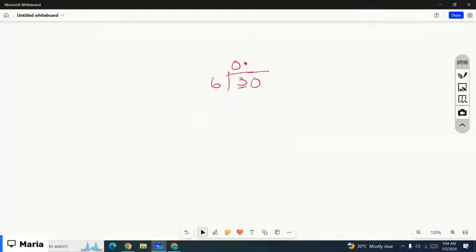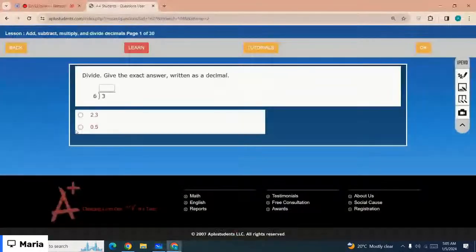Now it is 30. You need to count 6 until 30. 6 times what number is 30? 6 times 5 equals 30, and 30 take away 30 is 0. That means the correct option is 0.5.